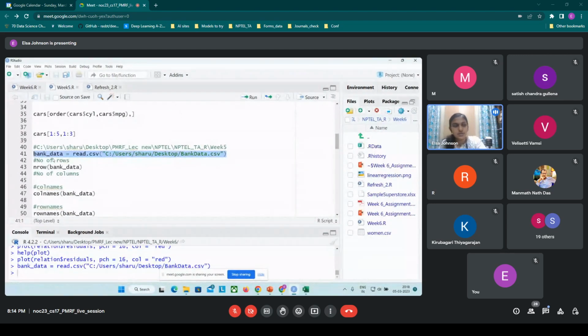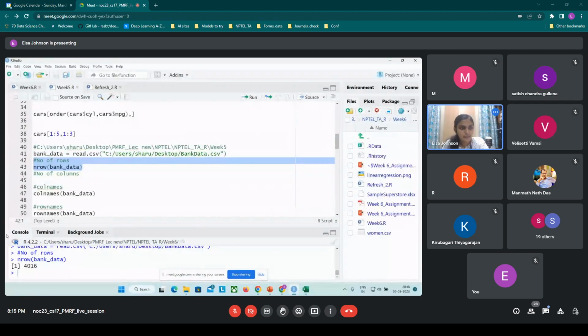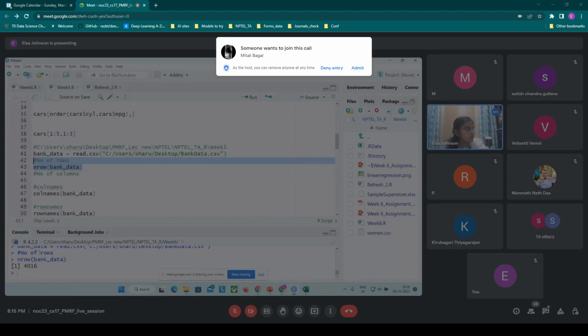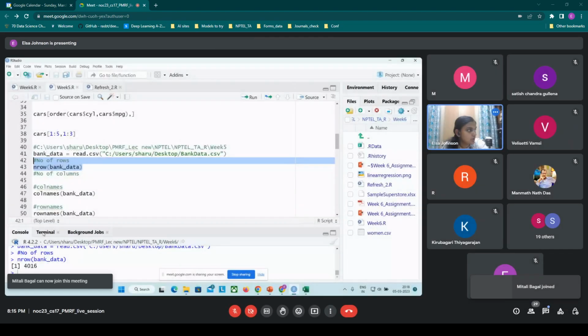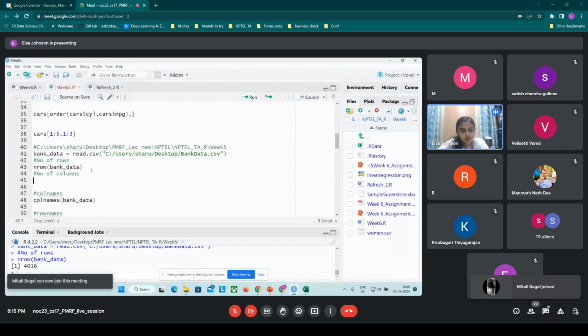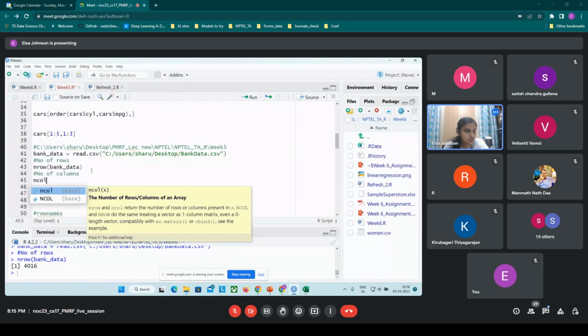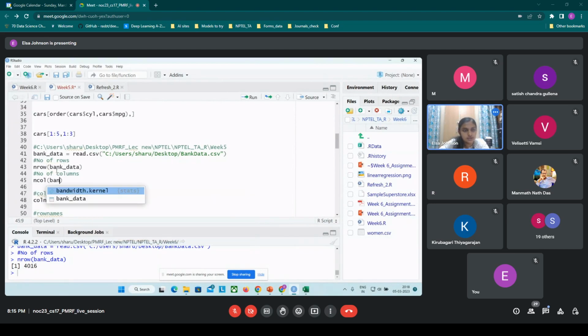So right now it's there as bank_data. Now I'll find out the number of rows. The number of rows coming is 4016. Then the number of columns, similarly you can find out using nrow or ncol. If you do that on bank_data, it will give you the number of columns.